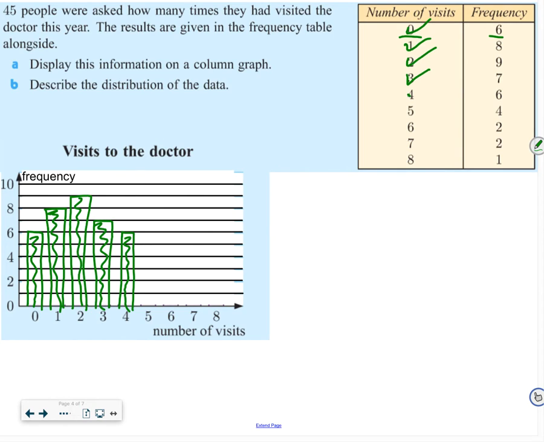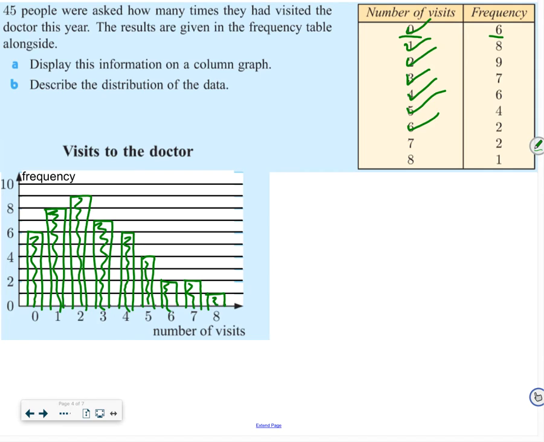Okay, and there were 4 people that visited 5 times per year. There were 2 people that visited 6 times per year. And again, 2 people that visited 7 times per year. And only 1 person had to visit 8 times per year.